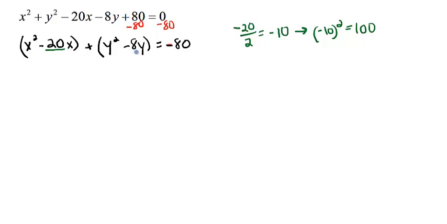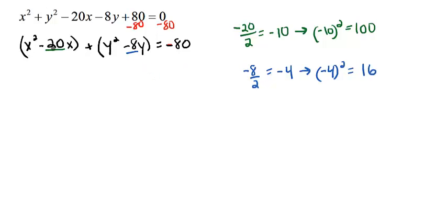Let's move to the y right here. We take this number and we do the same thing. So I'm going to do negative 8 divided by 2, which is negative 4, and then we square that number, which gives us positive 16.